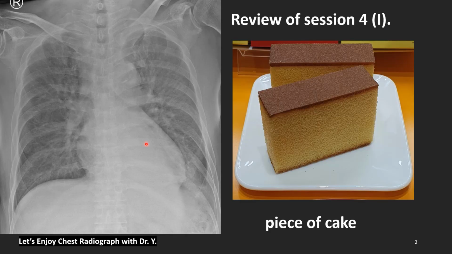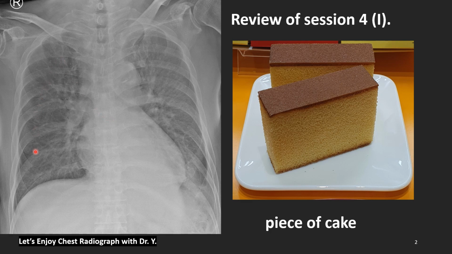Review of session number 4. What is the position of this film and what is the diagnosis? We are all familiar with session 4, so the answer is a piece of cake. Yes, this is a supine AP film.